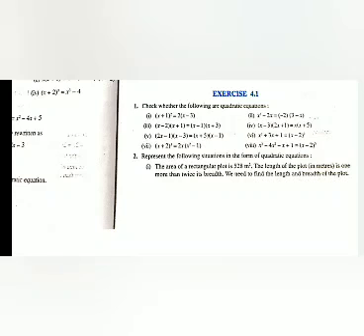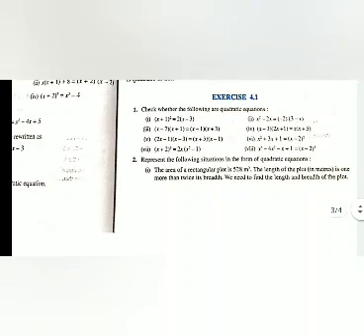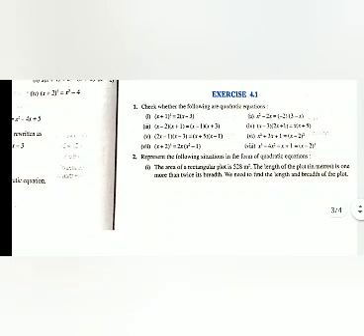1. The area of a rectangular plot is 528 meters square. The length of the plot in meters is 1 more than twice its breadth. We need to find the length and breadth of the plot. So you have to make the quadratic equation only. So for this problem, how can you make the quadratic equation?